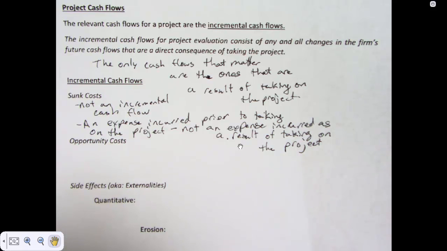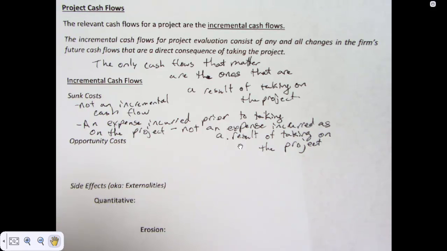Now, the hiring of those consultants is a sunk cost. It's a sunk cost because they could have given him a report back that said, this is a bad idea, you shouldn't do it. Well, he's already out the money. So he's out the money whether or not he takes on the project, because that was a sunk cost. It's something that happened before the decision to take on the project. So taking on the project didn't affect that cost. So that's a sunk cost, and we don't want to include it. It's not an incremental cash flow.